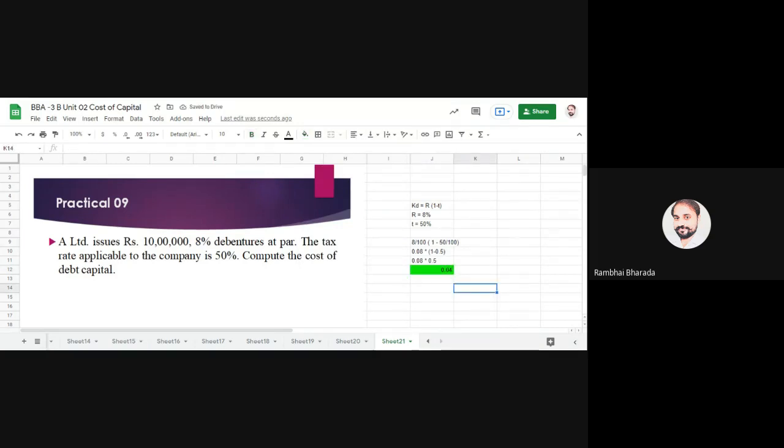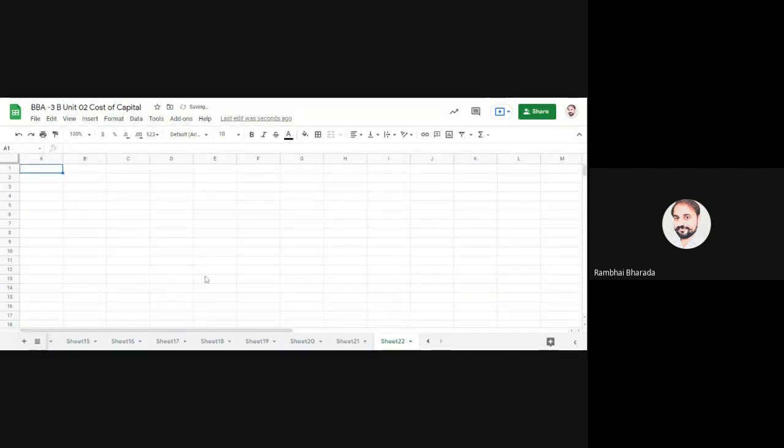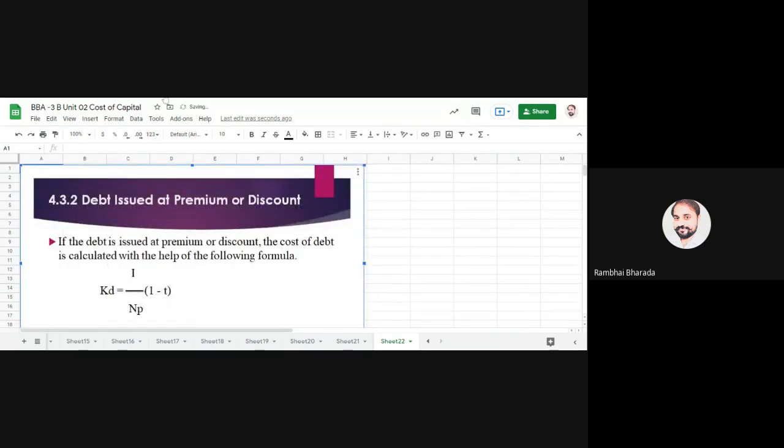Are we clear about this? बहुत ही सिंपल है. ओके, जो भी रेट ऑफ इंटरेस्ट है उसको मल्टीप्लाई करना है 1 माइनस टी, टी यानी कि टैक्स. Now the next is if the debt is issued at a premium or at a discount. Write down the next title: if the debt capital is issued at a premium or at a discount.